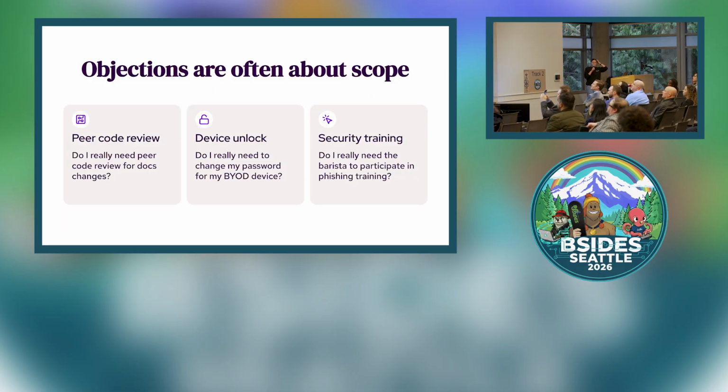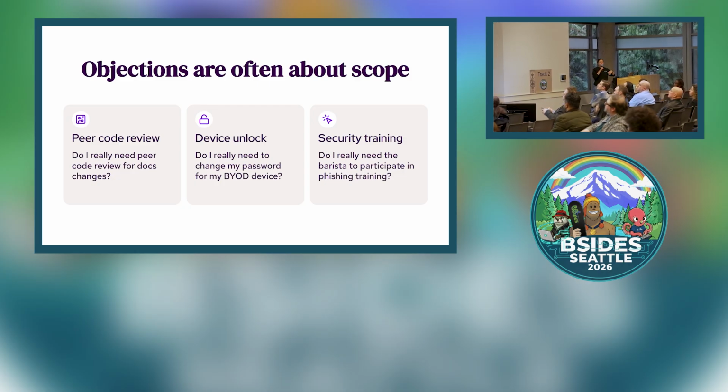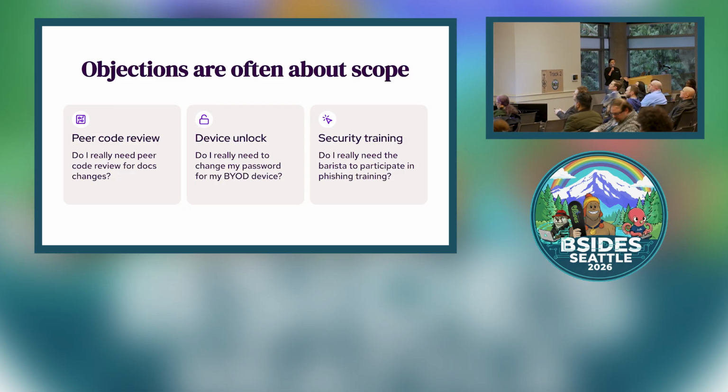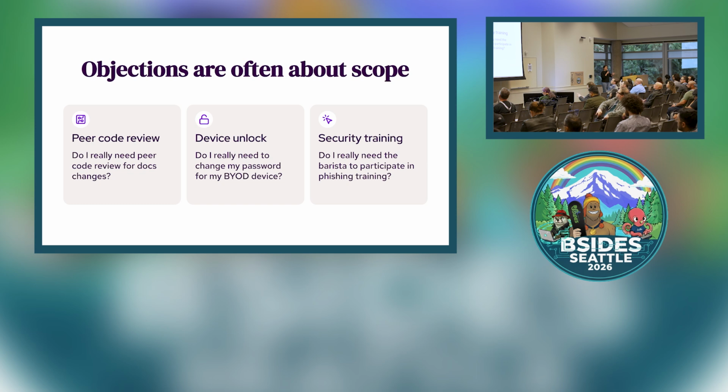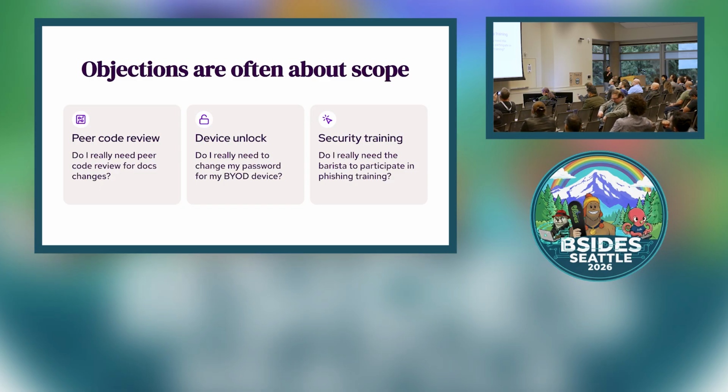Often the objections that you're going to hear to your policy are going to be about the gray areas. So let's take peer code review as an example. We want all of our changes to production to have a peer code review. But our docs are in the same monorepo, and they're docs. They don't need peer code review. Well, I don't know, do they? They're in the same monorepo. Can they run arbitrary code? There's an interesting question: what's the right answer here?